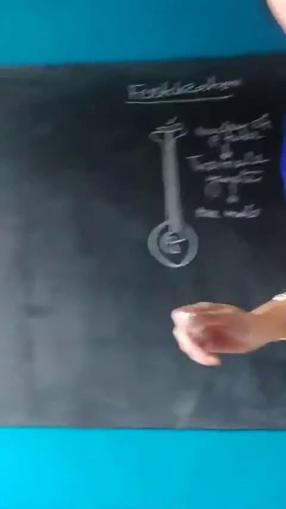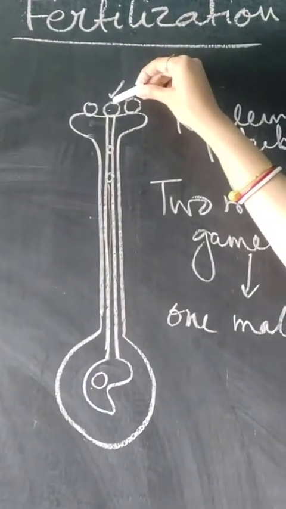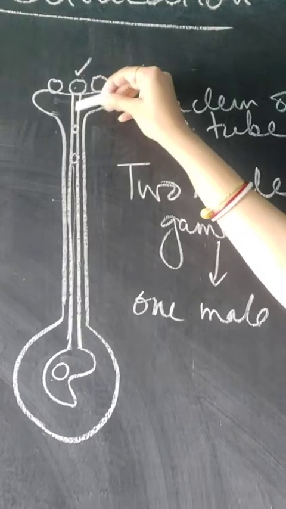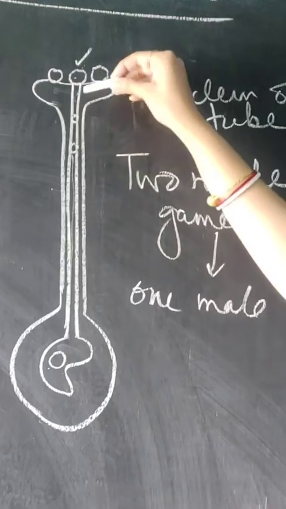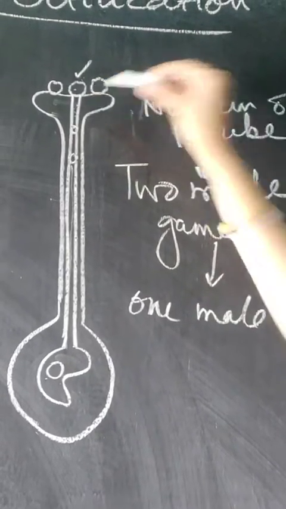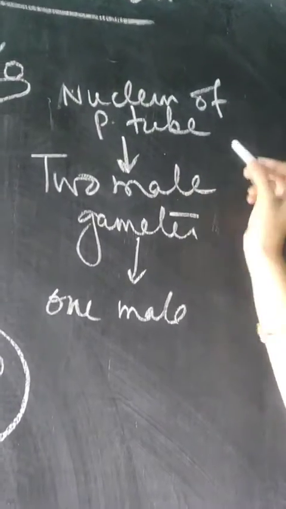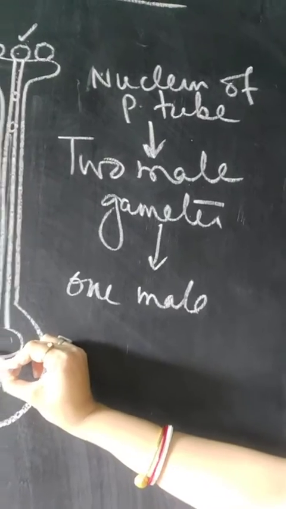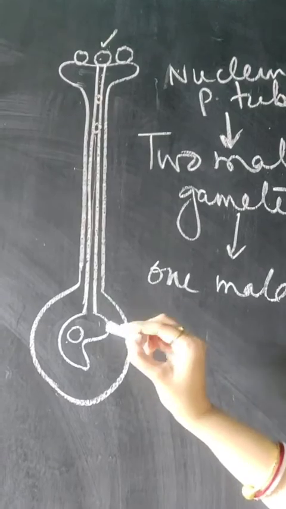Let me show you, let me bring it near to you. So this one is the pollen grain, and this is going downwards, and the tube that has been formed inside is the pollen tube, and the nucleus of the pollen tube, as I have written here, divides to form two male gametes. One male gamete moves down below and fuses with the female gamete, and thus fertilization takes place. This is the one male gamete that I have written here.